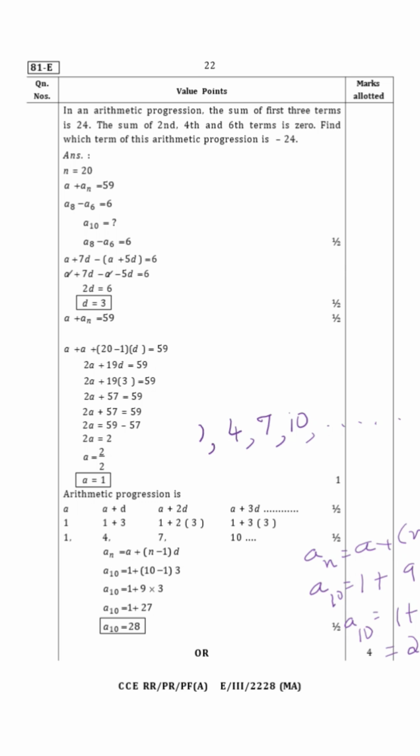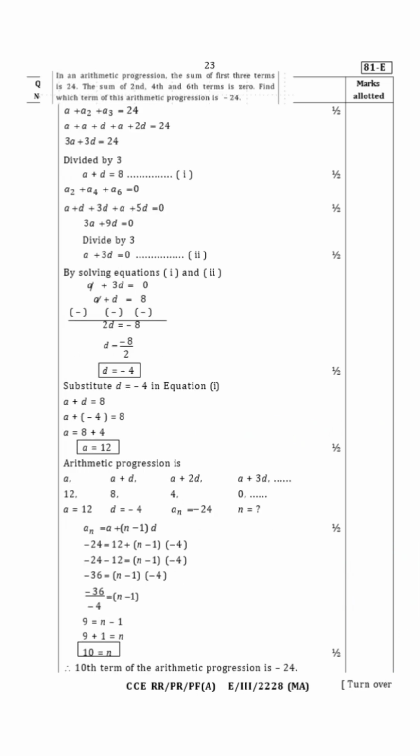Now let us solve the choice question. In an arithmetic progression, the sum of the first three terms is 24, the sum of the second, fourth and sixth terms is 0. Find which term of this arithmetic progression is negative of 24. Or you can also solve this question. In an arithmetic progression, the sum of the first three terms is 24, the sum of the second, fourth and sixth terms is 0. Find which term of this progression is negative of 24.